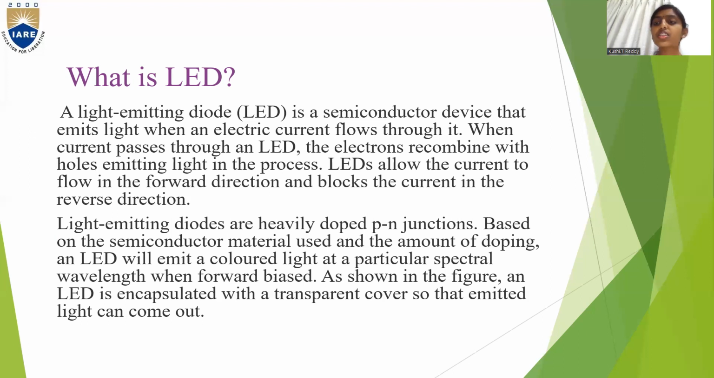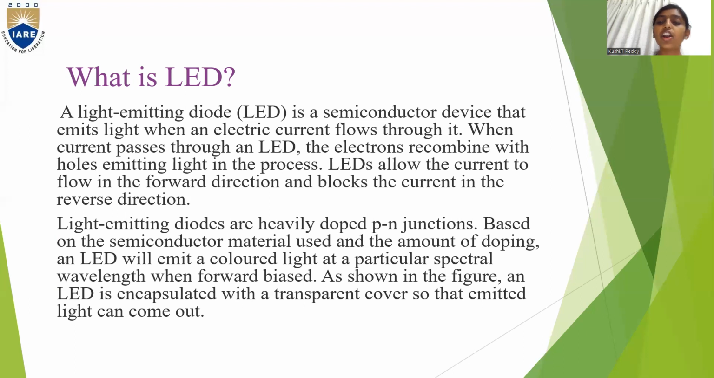PN junction diodes means nothing but P-type semiconductor and N-type semiconductor. As you all know, P-type semiconductors have a majority of holes and a minority of electrons, and N-type semiconductors have a majority of electrons and a minority of holes. These PN junction diodes are always connected in forward bias. That is, the P-type semiconductor is connected to the positive terminal of the battery, and the N-type semiconductor is connected to the negative terminal of the battery. This is called forward biasing.